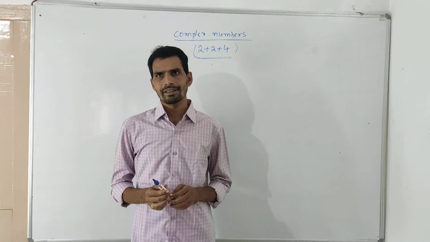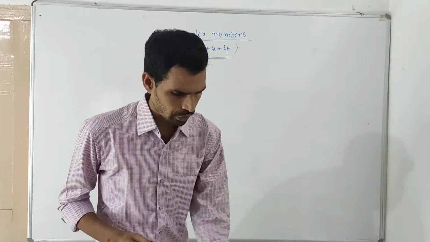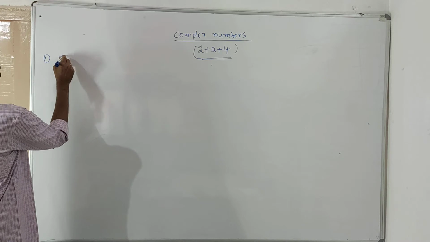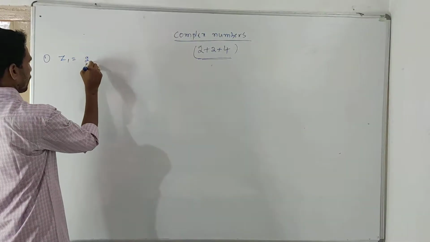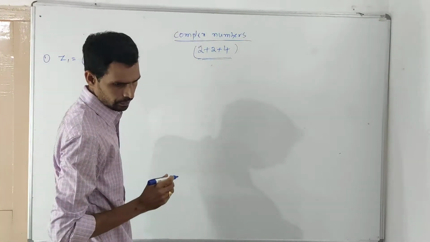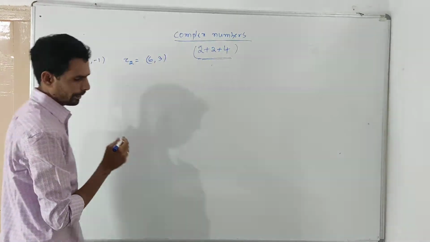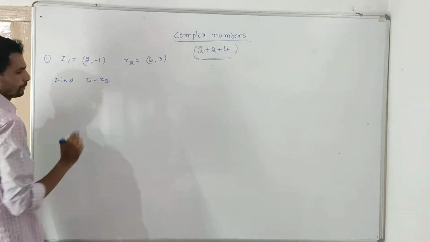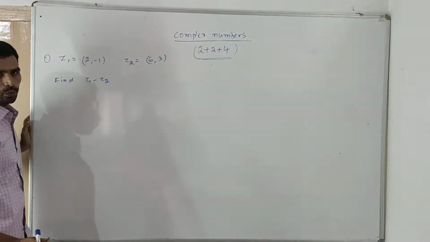Now we discuss the first exercise problems. Test 2 problems. First problem: z1 is equal to 2 comma minus 1 and z2 is equal to 6 comma 3. Then find z1 minus z2. What is given? It is in your test 2 problems here. z1 is equal to 2 comma minus 1.